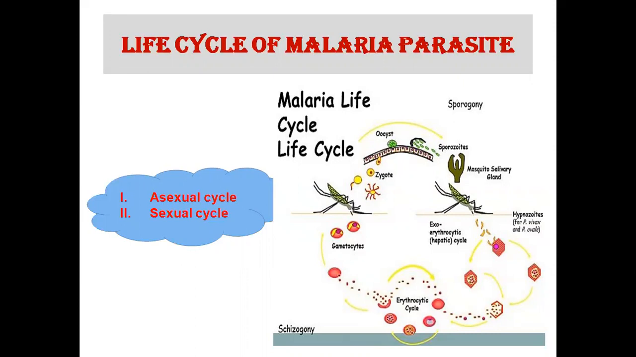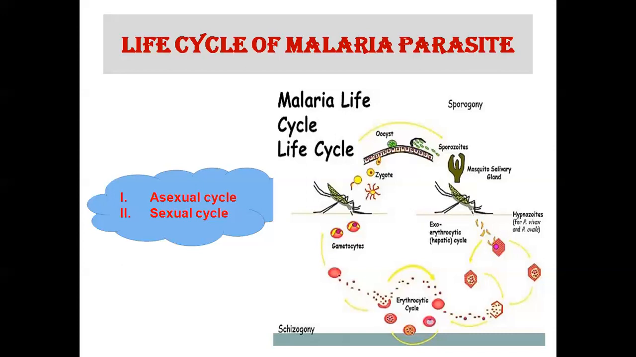When a female Anopheles mosquito bites a normal individual, or rather, when an infected female Anopheles mosquito bites a normal person, this mosquito releases sporozoites into the blood circulation of the person. These sporozoites are carried to the liver, and in the liver these are converted into merozoites.